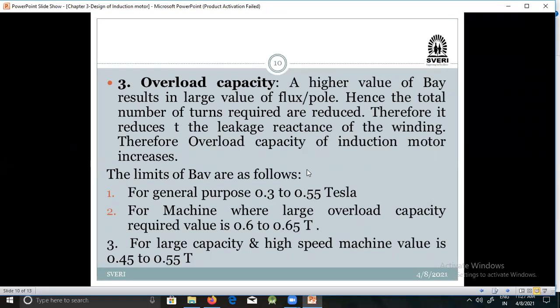Okay, now see, below that they have given the limits for choosing the value of the flux density. These 3 points are very important as far as the MCQ is concerned. Whenever we are considering a general purpose machine, for that particular machine, the value of the flux density that we are going to choose is from 0.3 to 0.55 Tesla.